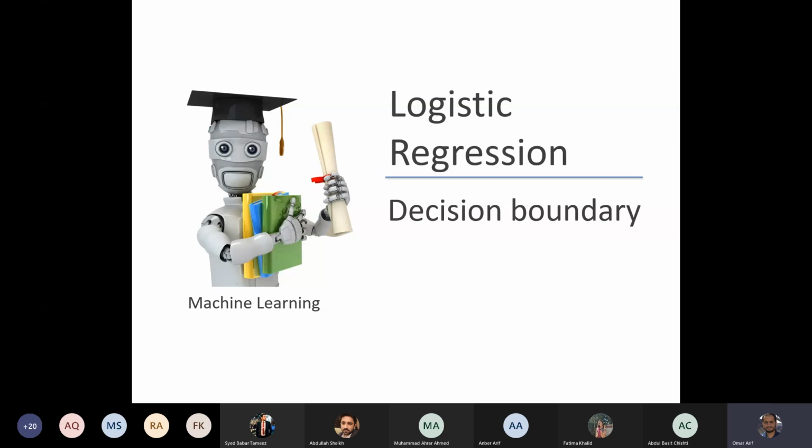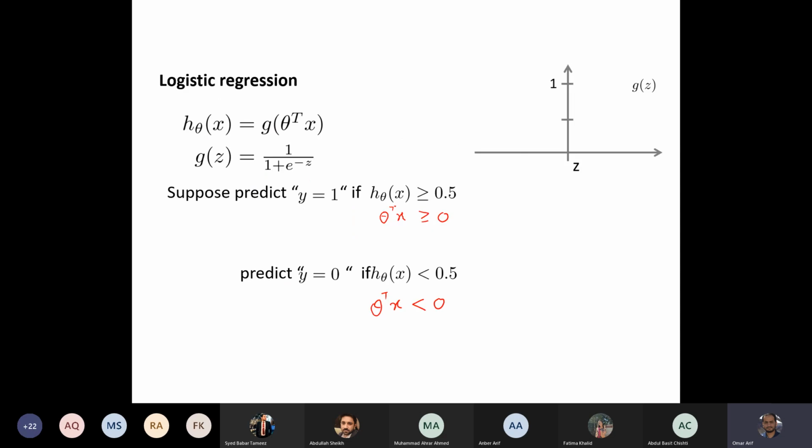We also looked at the geometric interpretation of logistic regression. Basically, what we saw was that the logistic regression hypothesis function creates a decision boundary in the input space. On one side of that decision boundary, which is a planar decision boundary, we have one class, and on the other side we have the other class.